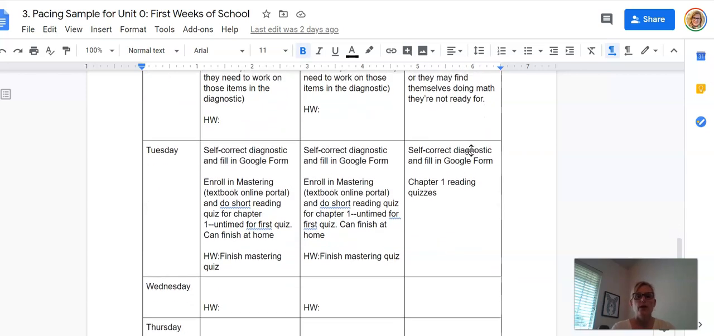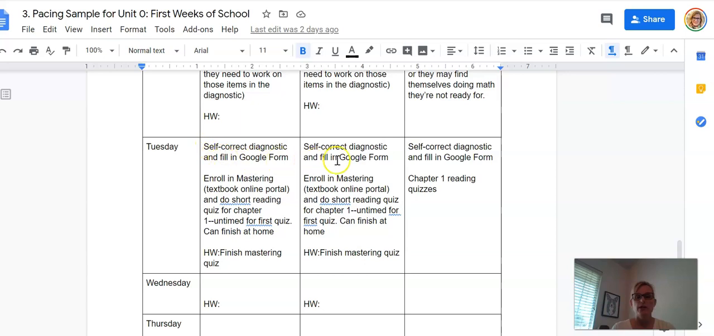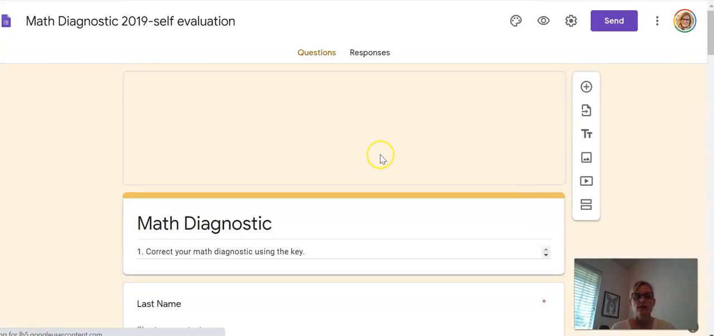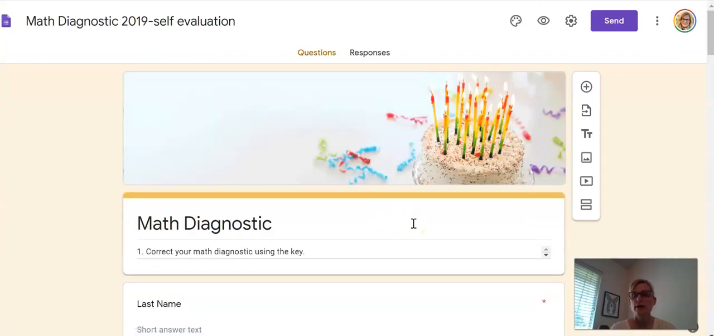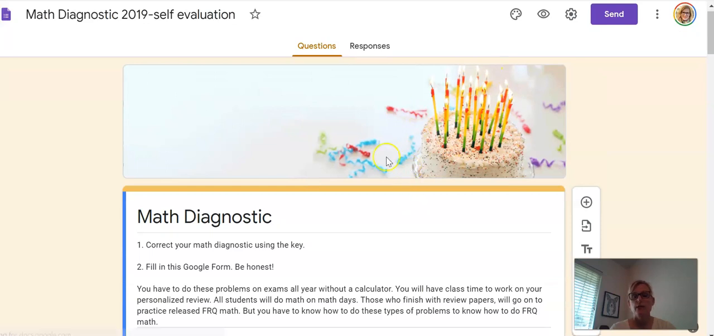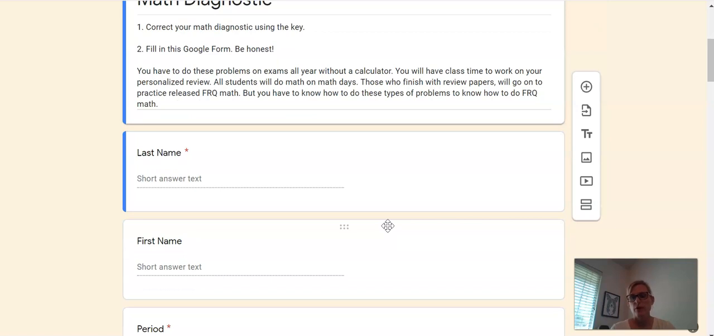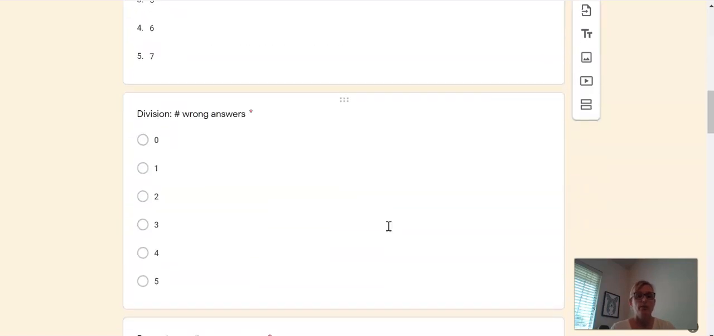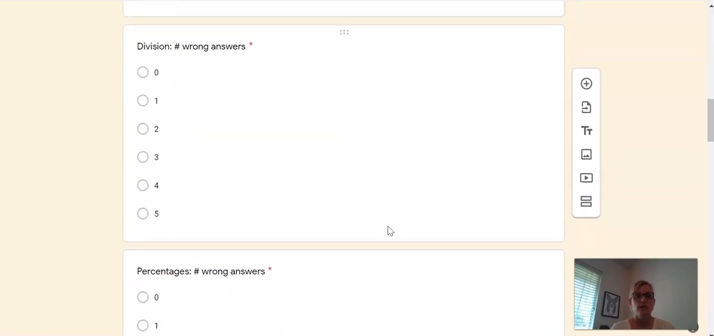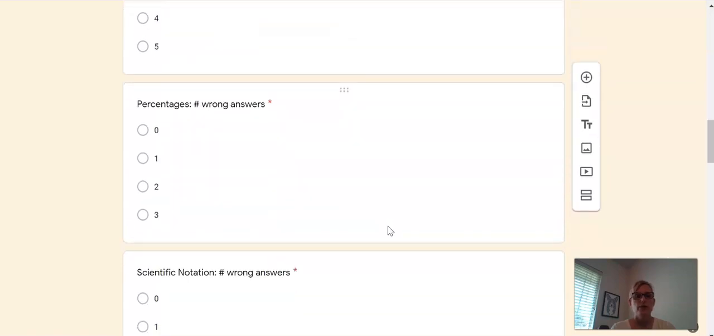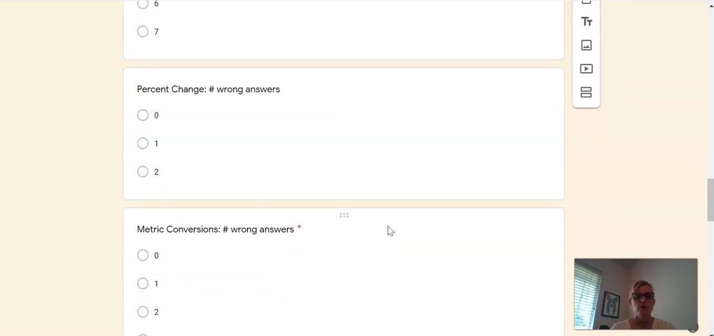And so when it comes to self-correcting the diagnostic and filling in the Google form, hopefully they're authentic with their answers. So my Google form, they're going to fill in themselves and diagnose their weaknesses, and I tell them I can overwrite it. I put a birthday cake just to make math more fun because some kids don't like math. Kind of ironic. Okay, so how many wrong answers did they get on practicing division? How many did they get on percentages, scientific notation, percent?